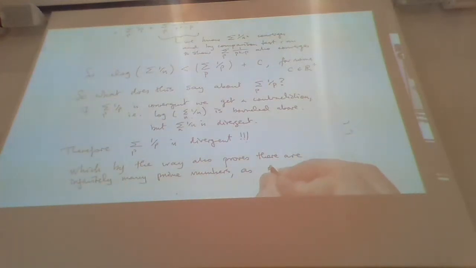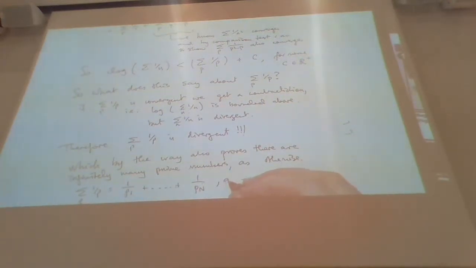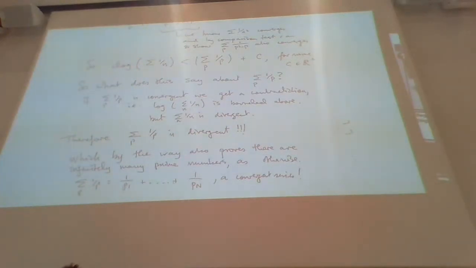As otherwise, the sum over p of 1 over p would just be 1 over p1 plus up to 1 over pn, however many primes there are. So that would be a convergent series. But we've just proved it's not, so it can't be convergent. So I hope you like that.